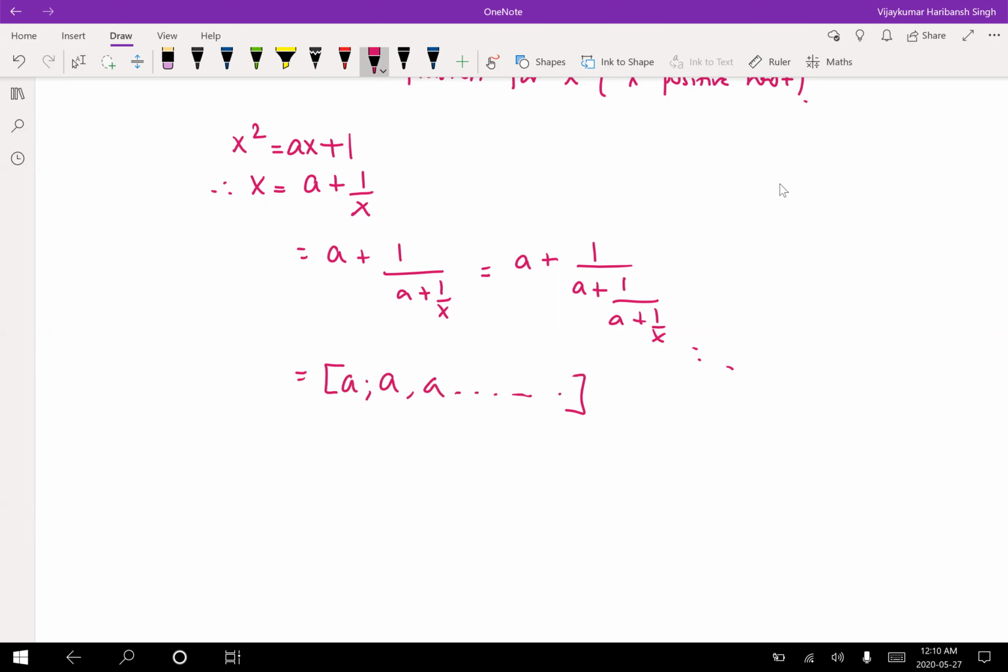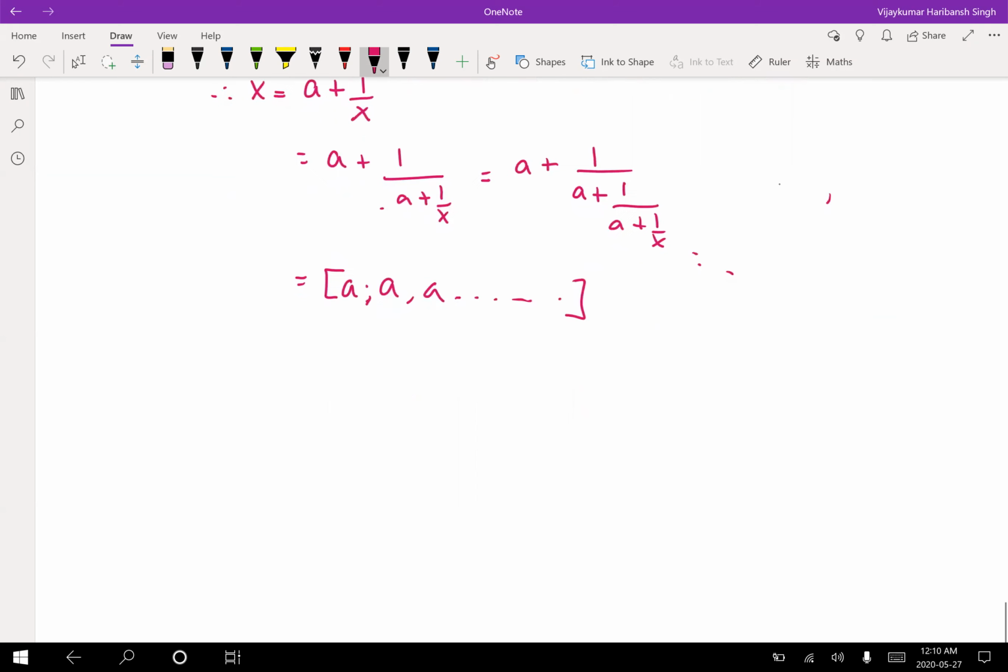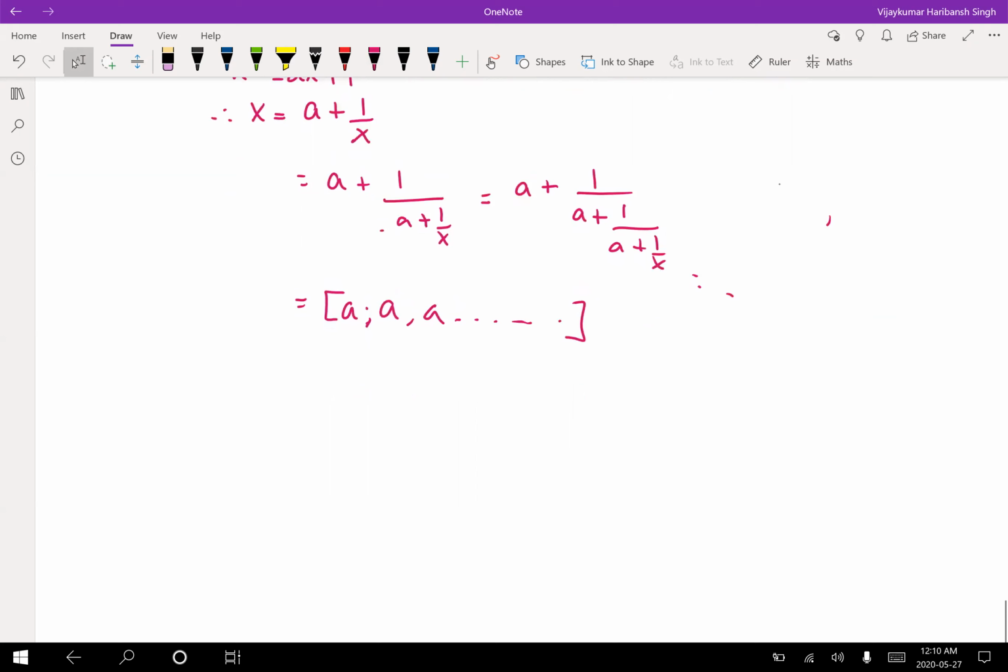Now you may be tempted to ask the following question: why don't we write this as a, then a and x? Note that this x is not an integer, right? It's not a positive integer. First of all, it's not an integer, so you have to keep on continuing this process. So that's why you get an infinite continued fraction of this form, right? Okay, so that takes care of that.